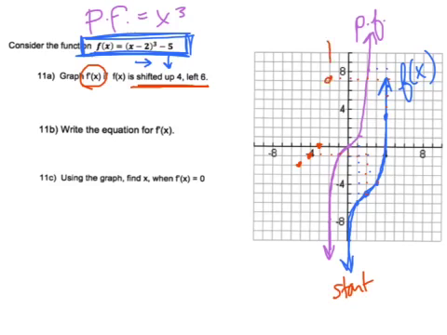And I now have my graph that is my f prime of x. It's the blue graph shifted up 4, left 6 to make my beautiful red graph. And now what we need to do is we need to write the equation for the red graph.